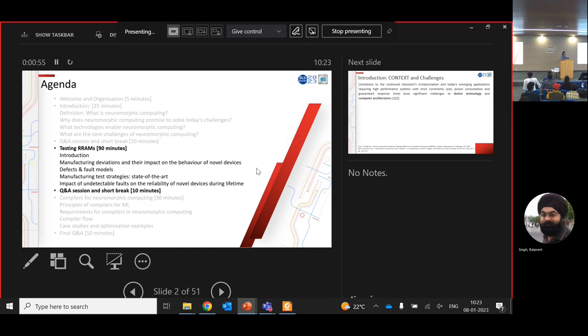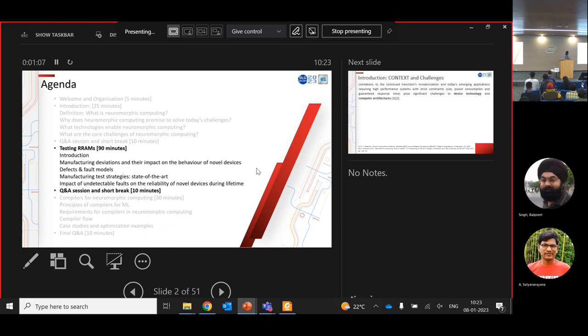Okay, so I'm going to talk about the testing of the resistive RAMs. I will start with a brief introduction, and then we are going to address the main manufacturing deviations and their impact on the behavior of these novel devices. We are going to talk about defects and fault models, what the differences are, main definitions, and so on. And then I'm going to summarize the state of the art, and I'm going to present two techniques that we developed in my group to perform manufacturing testing. And then I'm going to talk a little bit about what is going to happen if you don't properly test these devices at time zero, and how to facilitate the propagation of these faults.